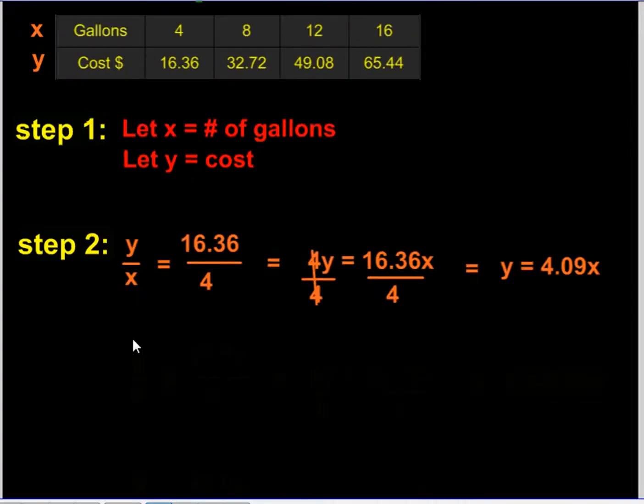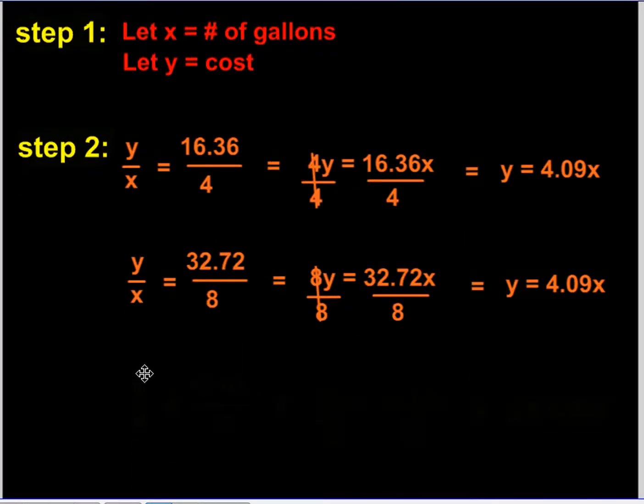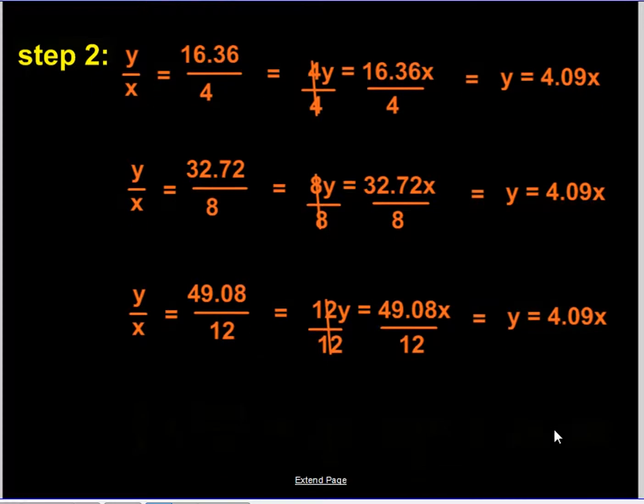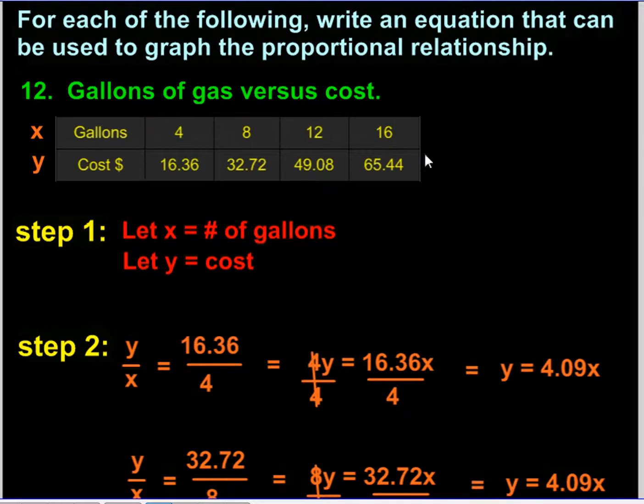So let's go ahead and try that. If we set it up for $8 and $32.72, we work out to be exactly 4.09. If we set it up for the next equation, which was 12 gallons of gas at $49.08, if we divide it out, it still works out to be 4.09. And lastly, if we set it up for $65.44 for 16 gallons of gas, we go through and divide it out. Again, it works out to be 4.09. So this equation works for any one of these relationships. And that indicates that this is the correct equation.